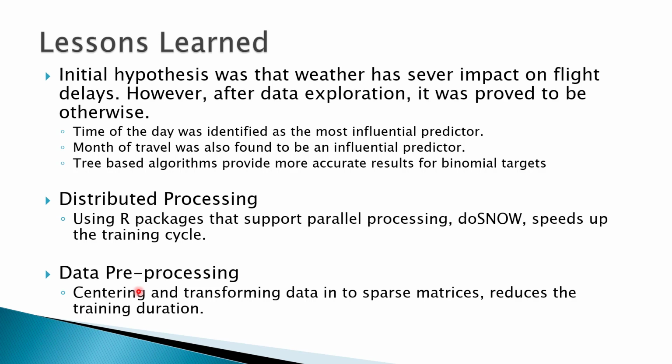A few other things I learned along the way was distributed processing. My dataset had 2.7 million records, and when I converted the data frame into a sparse matrix, it became very large with 90 columns instead of the original 29 columns. So I decided to use parallel distributed processing. Some of the R packages support parallel processing, like doSNOW, which reduced the training cycle significantly.